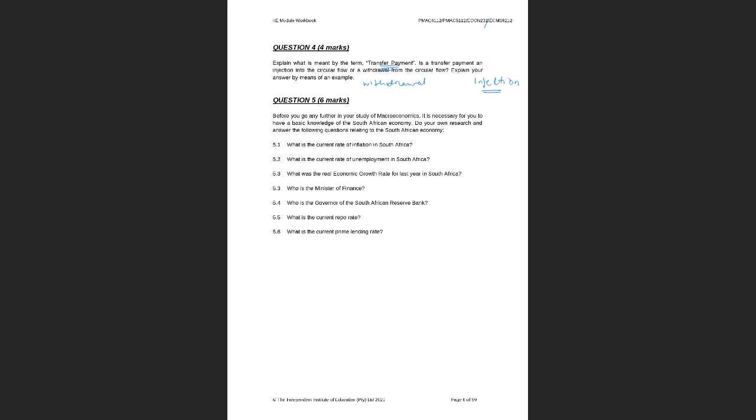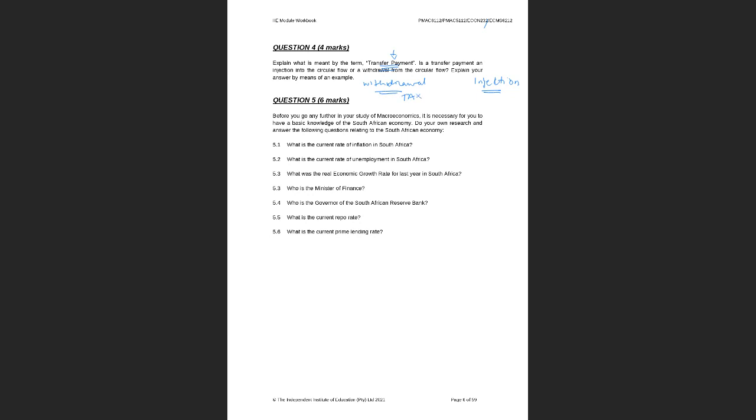And what's an example of the injection? Well, Caesar, you definitely have it right there. It's welfare, financial aid. Whereas a withdrawal in this case would then be a transfer payment in that regard, right? And a good example of that would then obviously be something like tax.